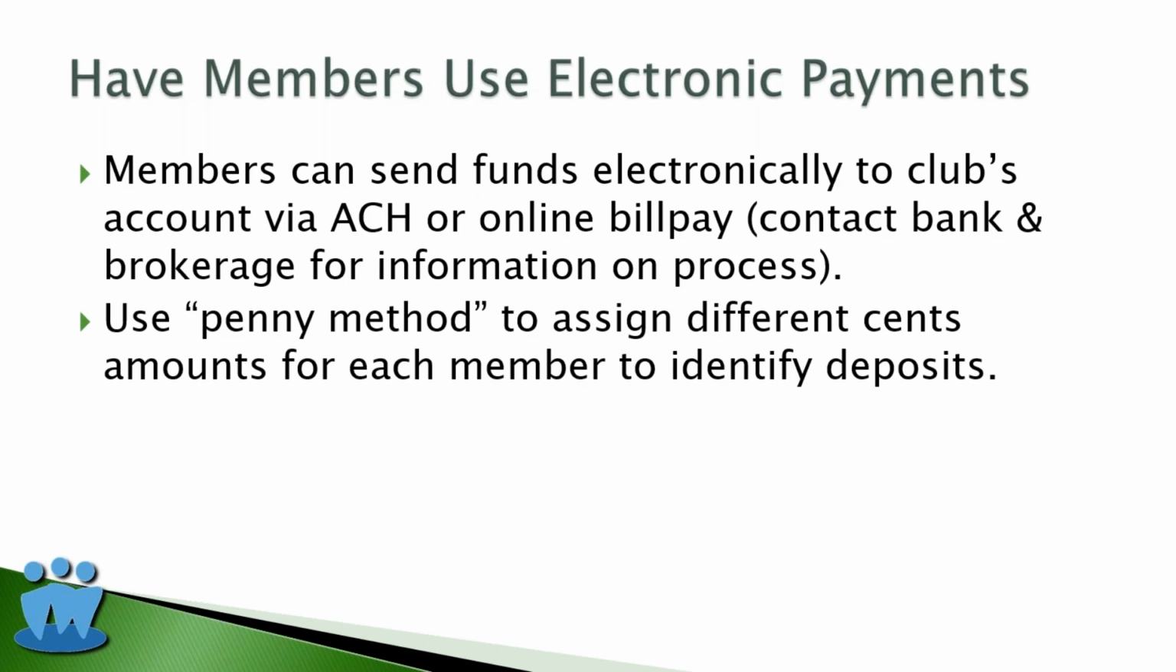A little more complicated, the members can use electronic payments. So this is what a lot of clubs have figured out, that members can use ACH or electronic funds transfer or online bill pay, whatever works, to send their monthly member deposit right to the club's bank or brokerage statement. And so the method that's commonly used for when this happens is that each member gets a different penny amount. So one is 3 cents, then the next one is 4 cents, 5 cents, that they add to their member payments that they're making.